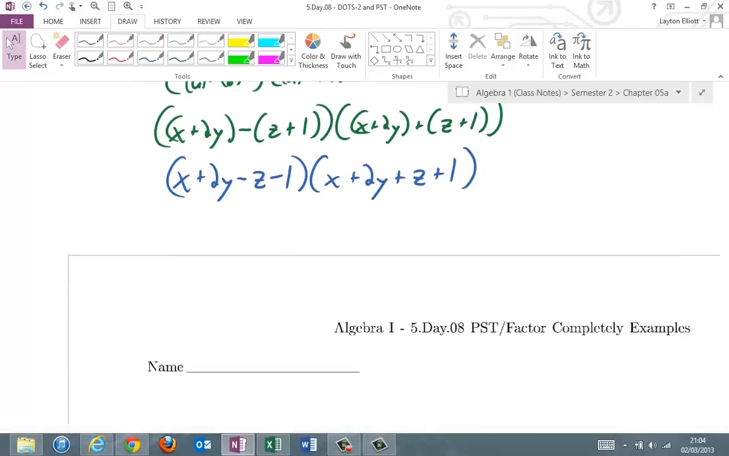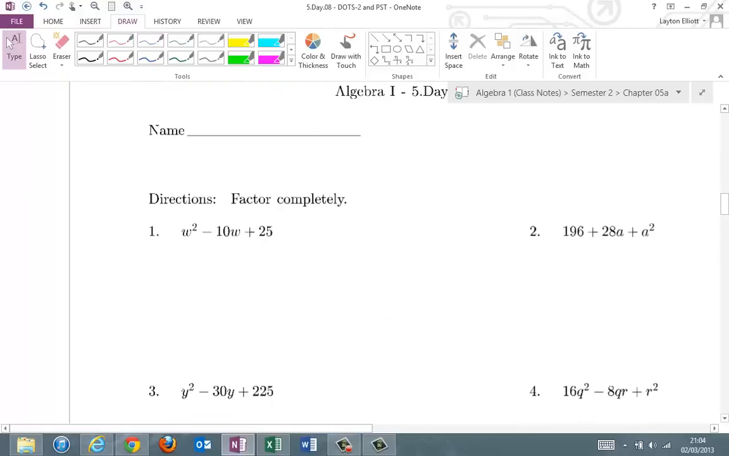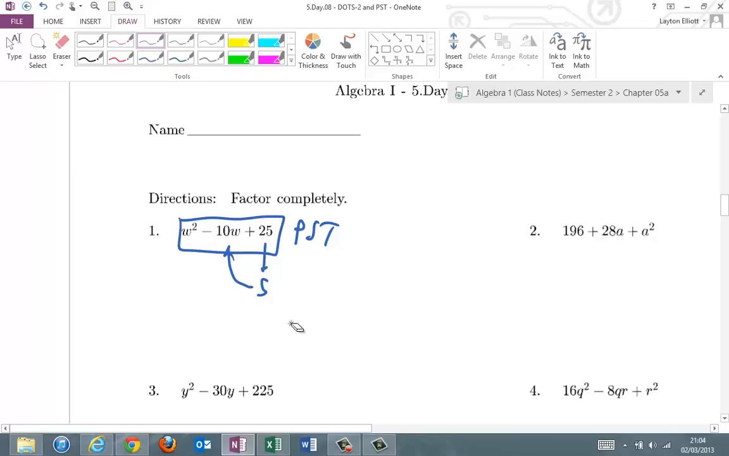So now that we've done those, let's go and look at this worksheet. This has some examples of some trinomials that are going to be a little bit easier to factor. These are called perfect square trinomials. How do we recognize that? Because if I were to take the square root of that and double it, I would get this. Take the square root of the last term and double it, and you get the middle term.